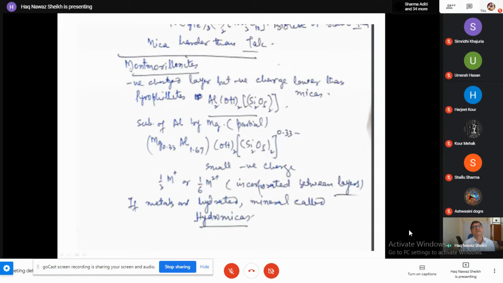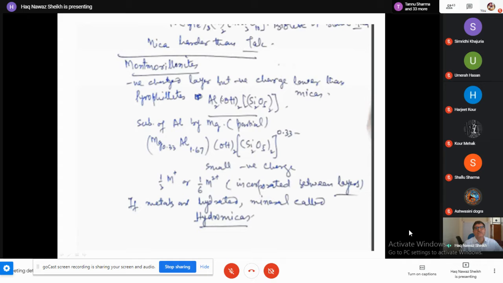So the third category is montmorillonite. These are negatively charged layers, unlike the micas, where the positive charge and negative charge are counterbalanced by the cations outside the silicate layer. These are negatively charged layers, but the negative charge is lower than in the micas. Pyrophyllite is a three-layer structure using aluminum hydroxide. This is the formula of pyrophyllite.